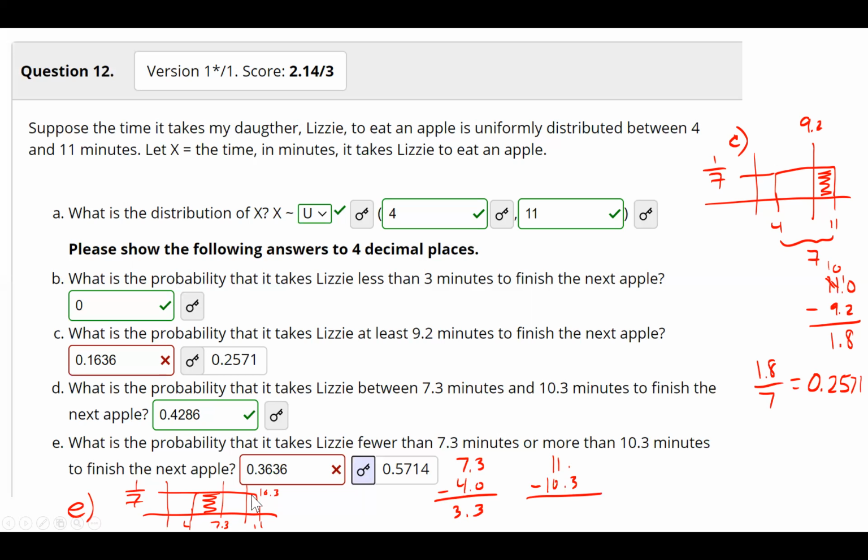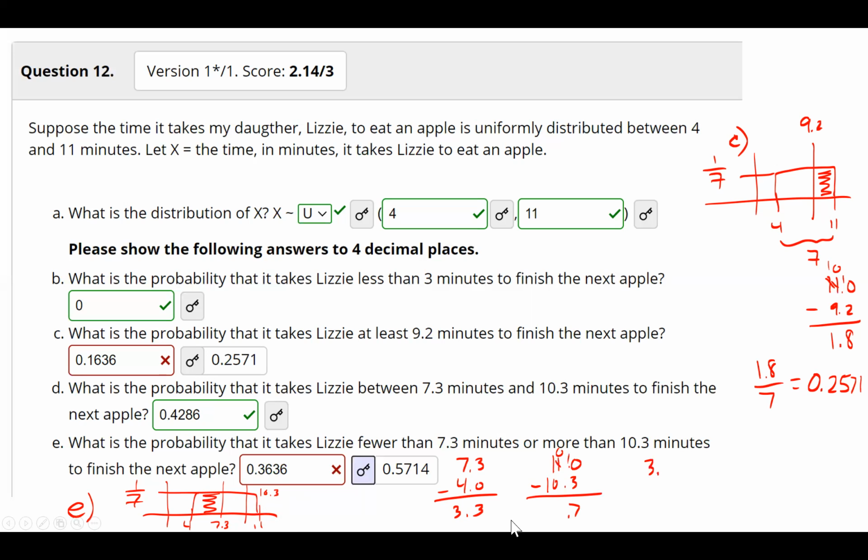So I need to know the distance from 10.3 to 11. That's pretty easy. That's just 0.7. So I'll give you the work there. Okay, so we're going to add this side of the probability as well as this side. We're going to keep the middle clean. We don't want the middle. We just want to take off the less than 7.3. We want the more than 10.3.